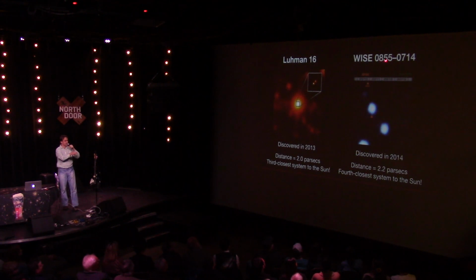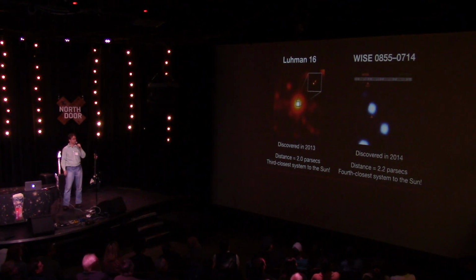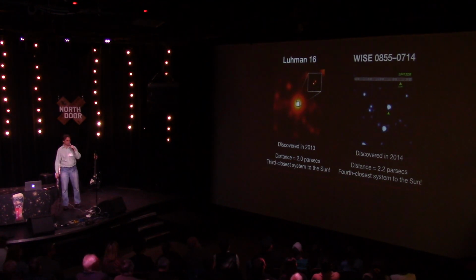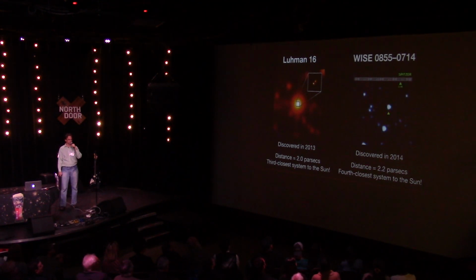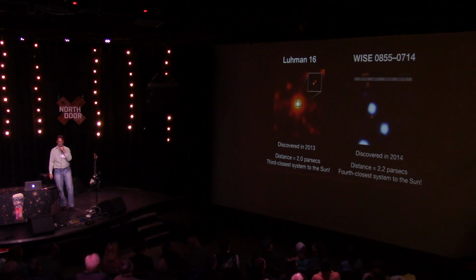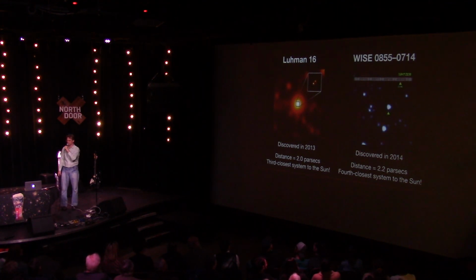WISE 0855, that's the moving one in this little animation here. That was discovered the next year, actually by the same guy, Kevin Luhman. He's good at this. It's only 2.2 parsecs away. It is really cold and faint. It's colder than freezing, 250 Kelvin. And it is the coldest brown dwarf we have ever found.